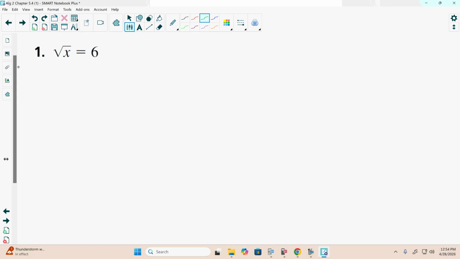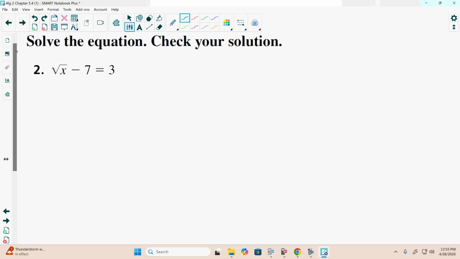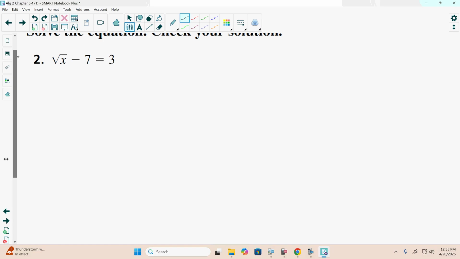This one's nice. This one's actually very nice. Square root of x equals 6. We only have one radical, so we need to get it by itself. It is by itself. So we can put both sides to the nth power. Square root and square cancel, telling me x is equal to 2. Not much else we have to do there. Questions on these here?